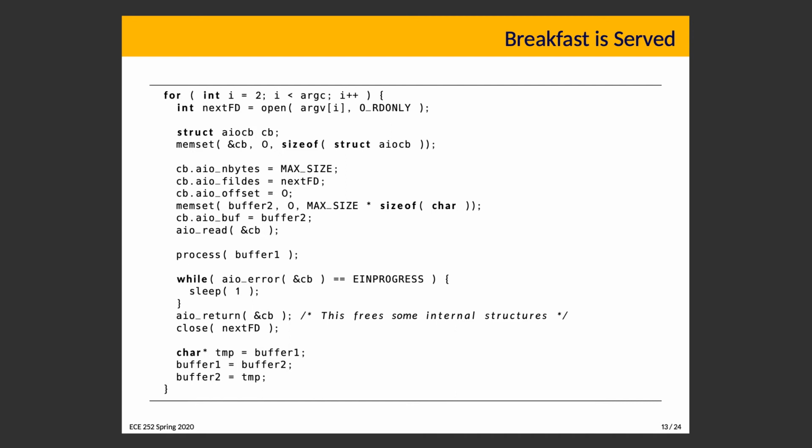Set the number of bytes we want to read to the max size. Set the file descriptor to be the next one. Offset is 0. We'll memset the destination buffer here, so buffer 2 is memset to 0. And then we'll assign that buffer. And then we'll enqueue the read and go on to process. And so we're processing buffer 1.